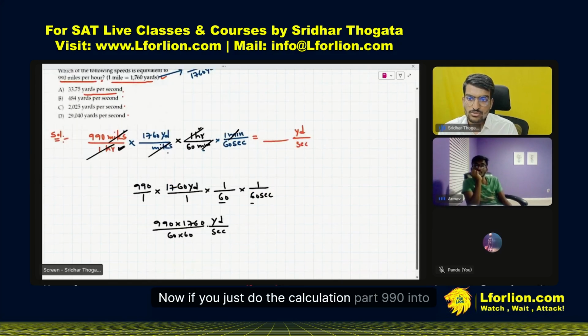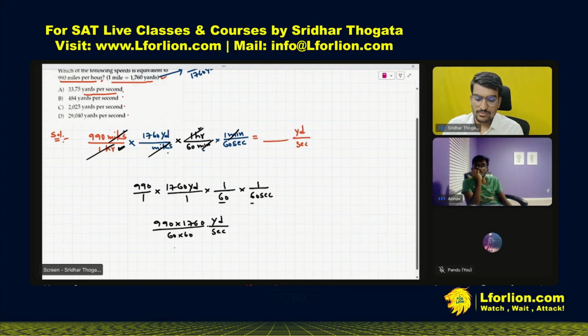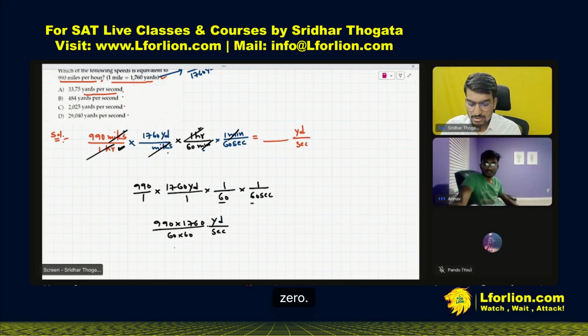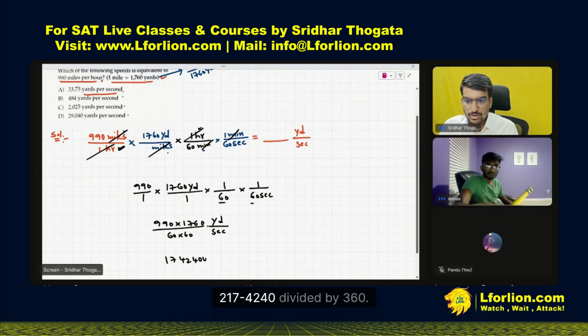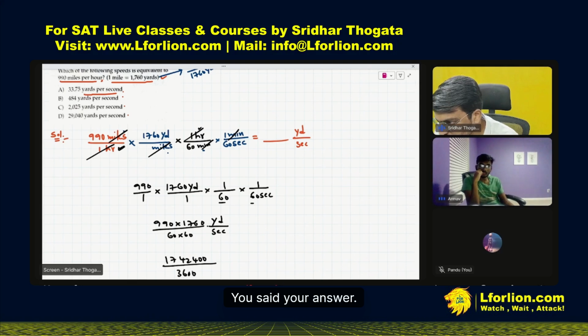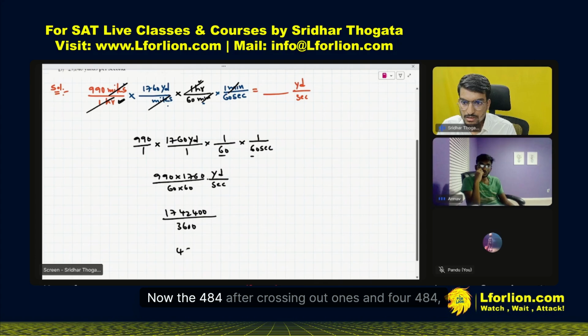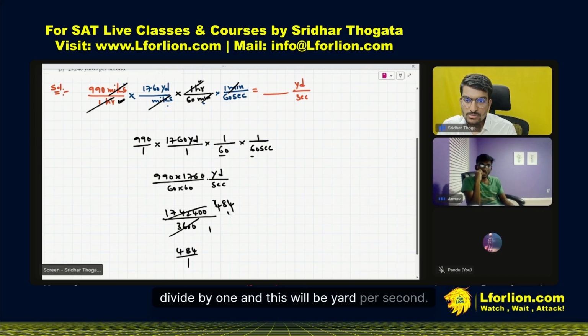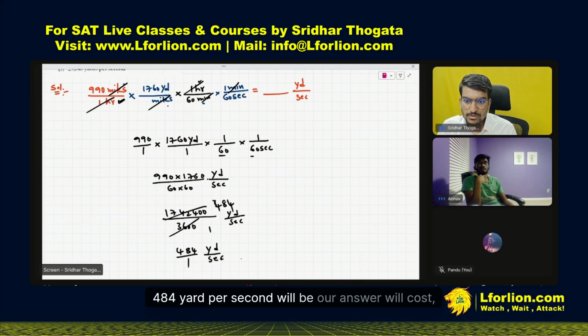Now if you just do the calculation part, 990 into 1760, that will be 1742400. Divide by 3600. You'll be getting how much? 484. Yes. What was your answer? C. Yeah, clear. Now the 484, after crossing out, 484 divided by 1, and this will be yard per second. 484 yard per second will be our answer.